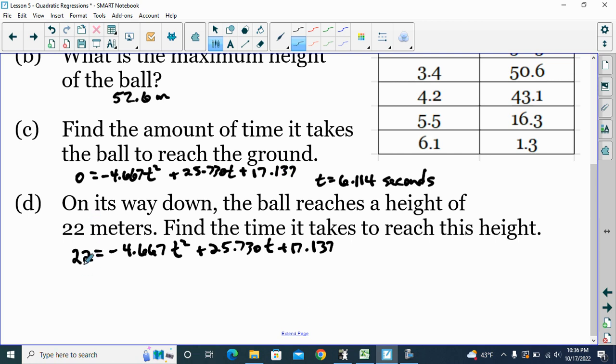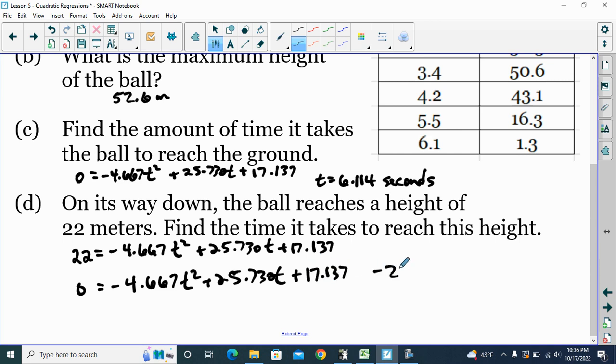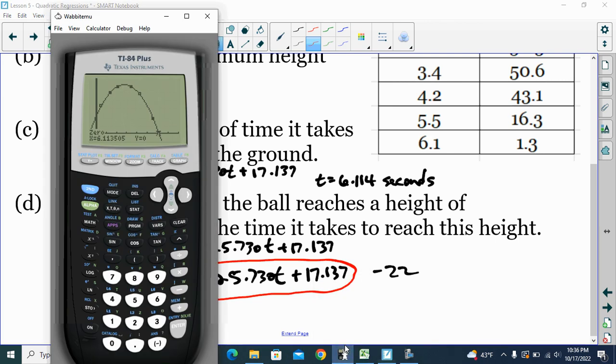Remember, when we're solving, we want our equation equal to 0. So I want to subtract 22 from both sides. So I've got this regression equation. Instead of subtracting 22 from this, that's part of my regression equation, I'm just going to subtract minus 22. And this guy right here is all that regression equation that I have typed in. So we've got a couple options on how we can take care of this on the graphing calculator.